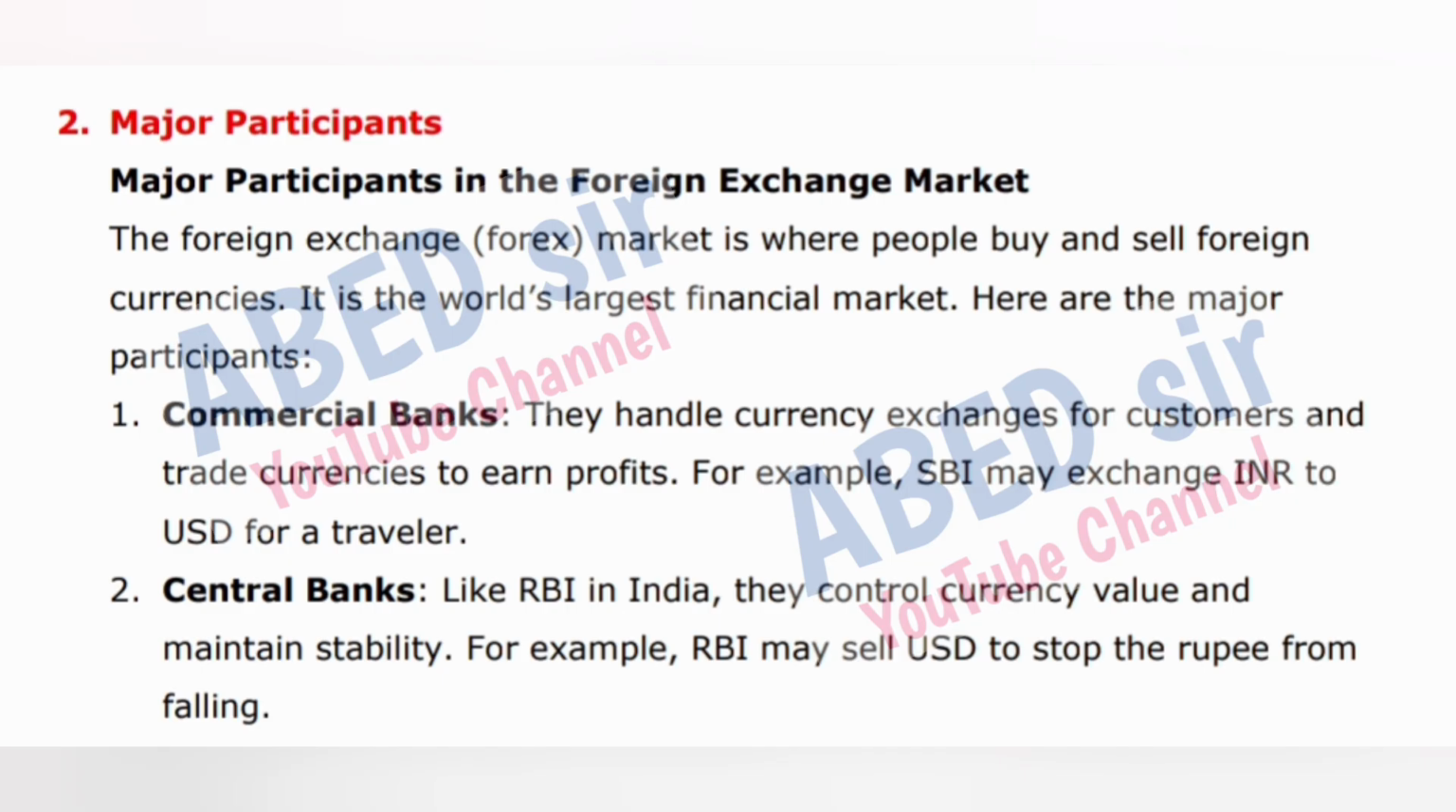1. Commercial banks. They handle currency exchanges for customers and trade currencies to earn profits. For example, SBI may exchange INR to USD for a traveler. 2. Central banks, like RBI in India. They control currency value and maintain stability. For example, RBI may sell USD to stop the rupee from falling.